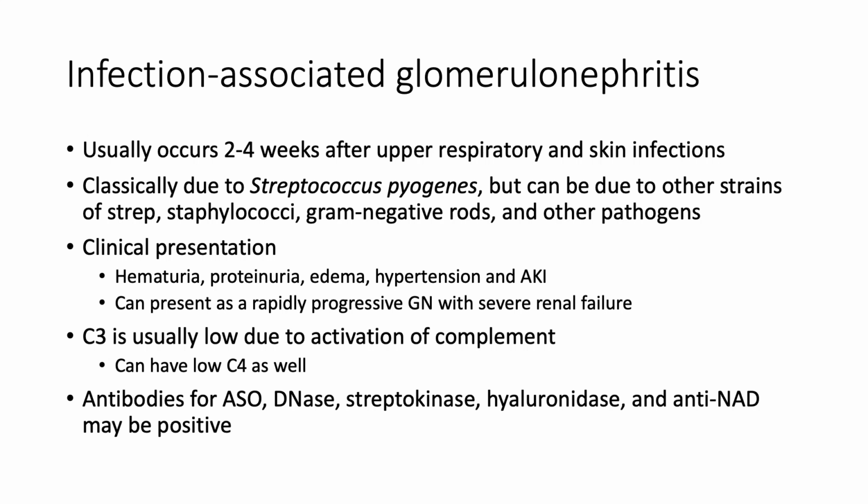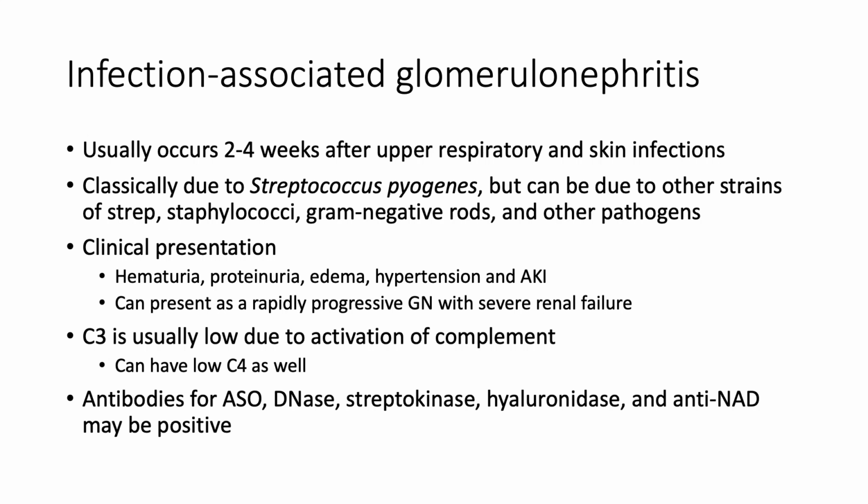All right, next let's talk about infection-associated glomerulonephritis. This is another important nephritic syndrome that you should know about. Usually it occurs 2 to 4 weeks after an upper respiratory or skin infection, but it can actually happen at the same time as an infection, and sometimes the infection is not uncovered until the patient presents with glomerulonephritis. Classically due to Streptococcus pyogenes, but it can be due to other strains of strep, as well as staphylococci, gram-negative rods, and other pathogens like even viruses and fungi.